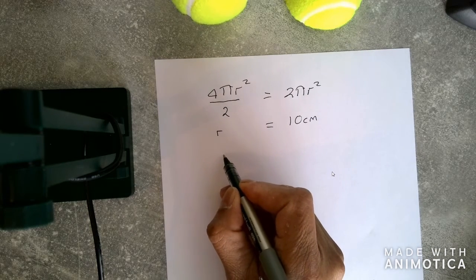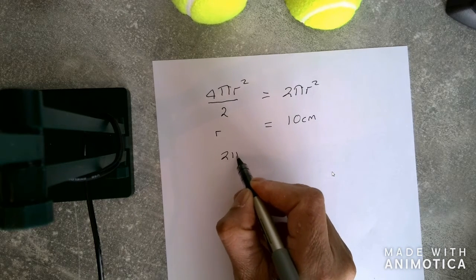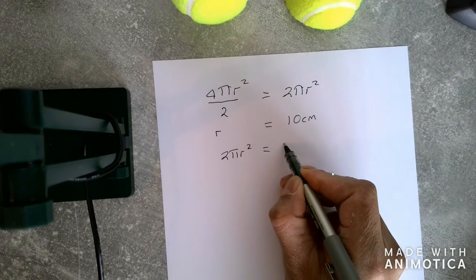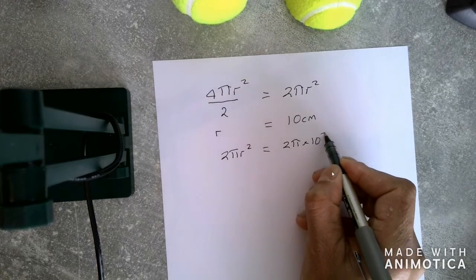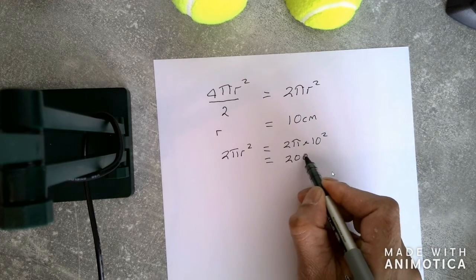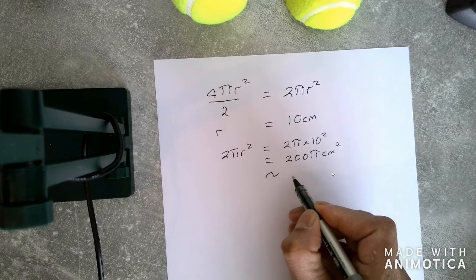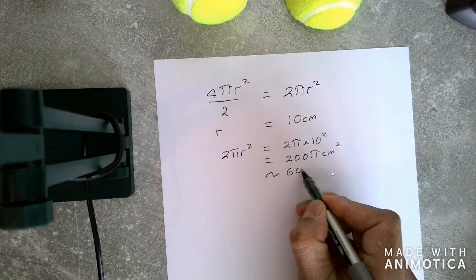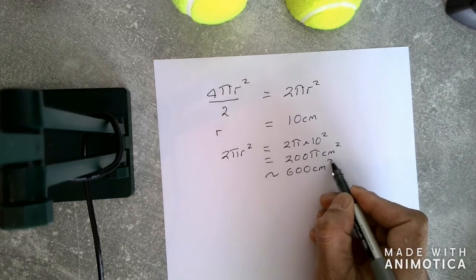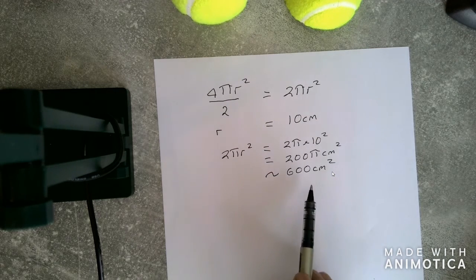So the amount of area covered in hair is given by 2 pi r squared, which is 2 pi times 10 squared, which is 200 pi centimeters squared. And we're going to approximate that as being 600 centimeters squared. So we've now got an approximate value of the surface area of the human head covered in hair.